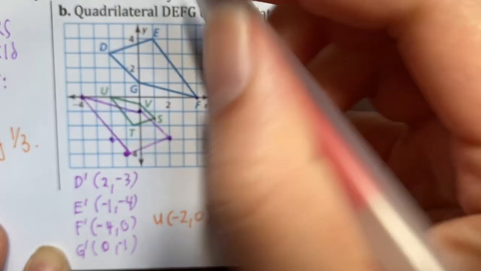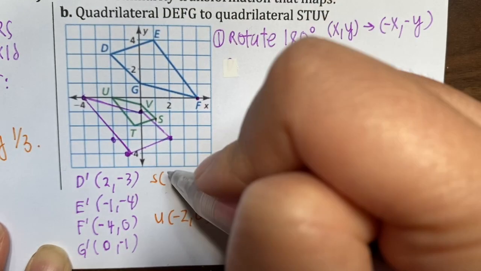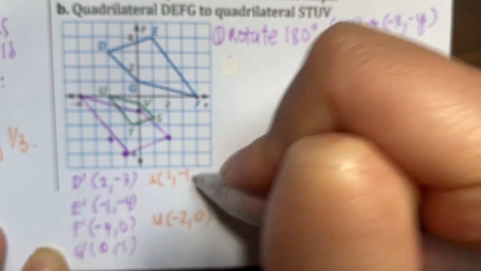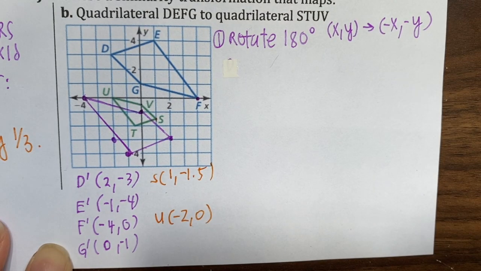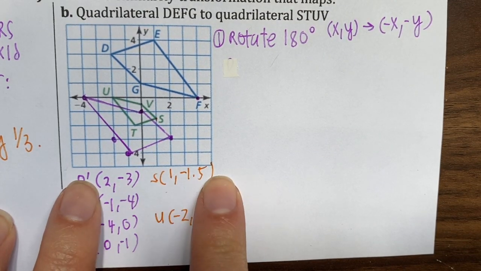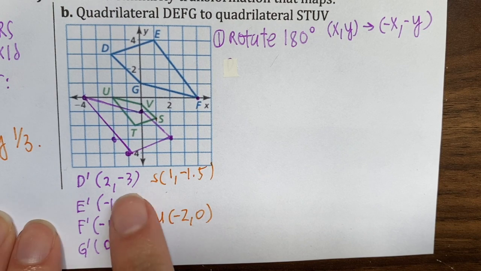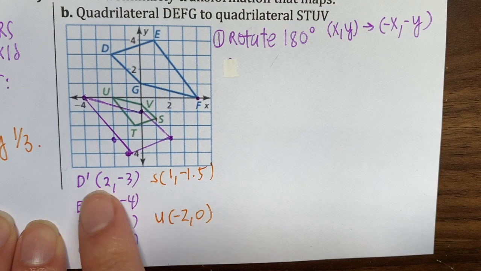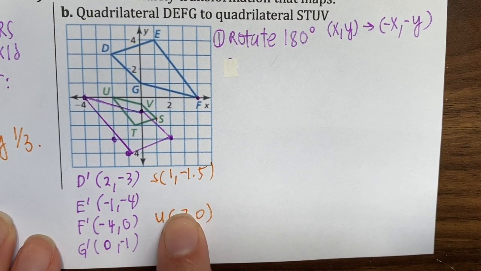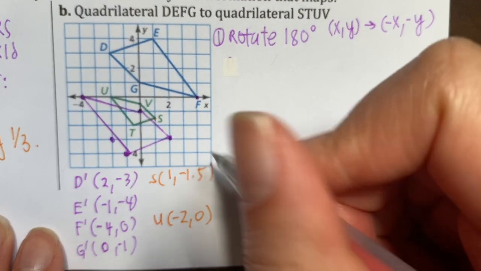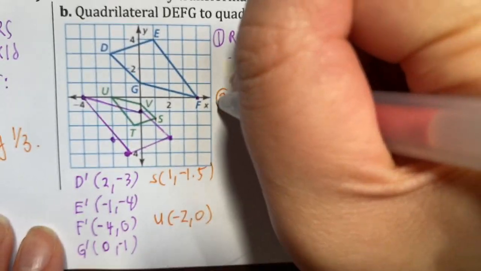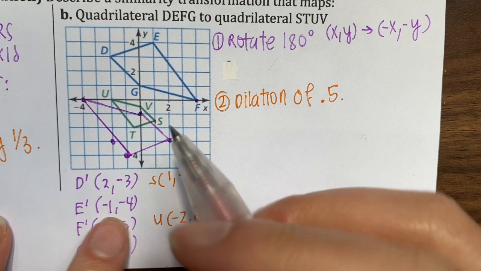I noticed that S has coordinates of 1, -1.5. Comparing, one thing you could do is divide the x and y coordinates, or if you notice right away, we are taking half. So there's a dilation of 0.5. And we can make sure that this is true for all the other points.